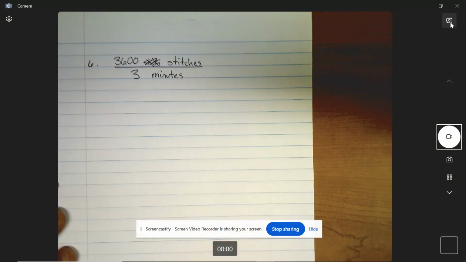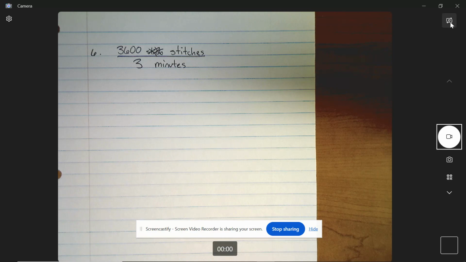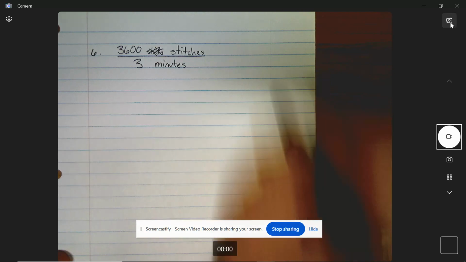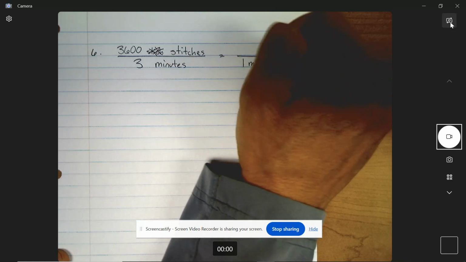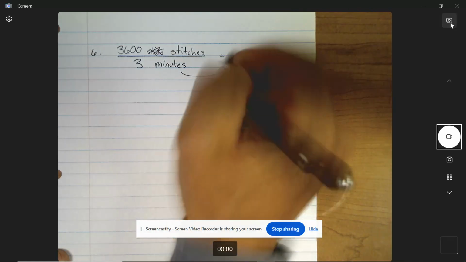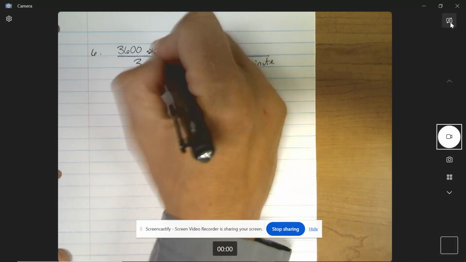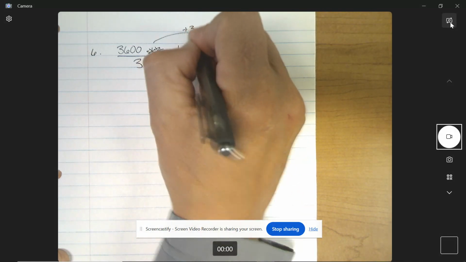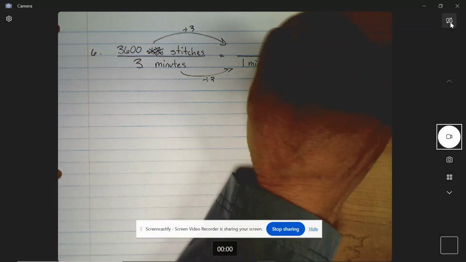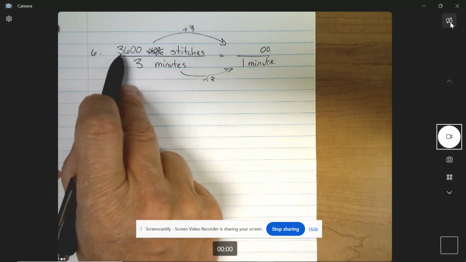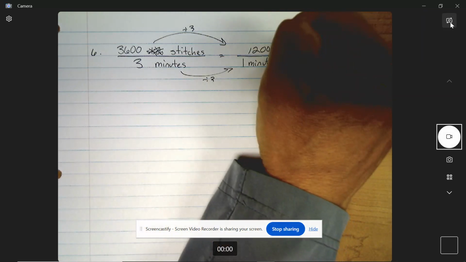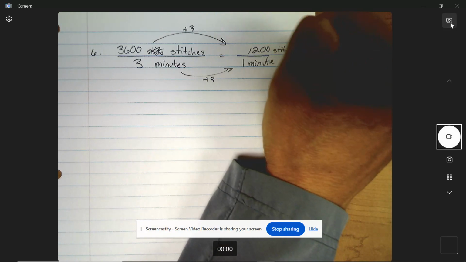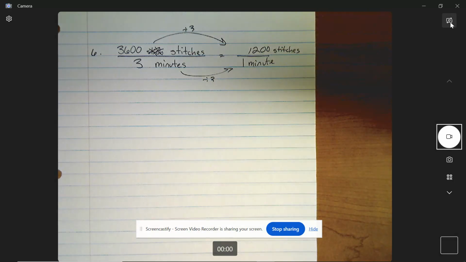If there's 3,600 stitches, how many minutes would there be? That would be the same. It would be 3,600. So now, 1 minute. So if I divide this by 3, I'm going to have to divide this by 3. It's still going to end with 0, 0. 36 divided by 3 is 12. It's a lot of stitches.